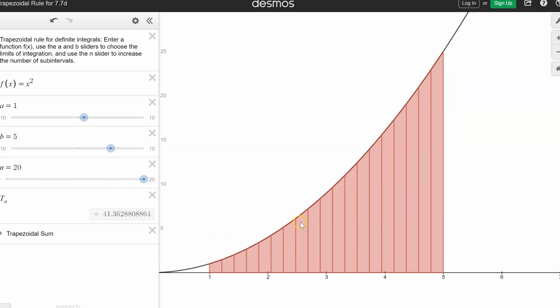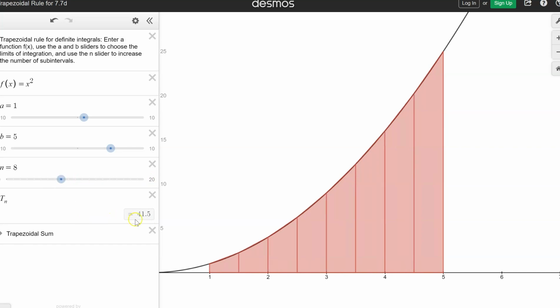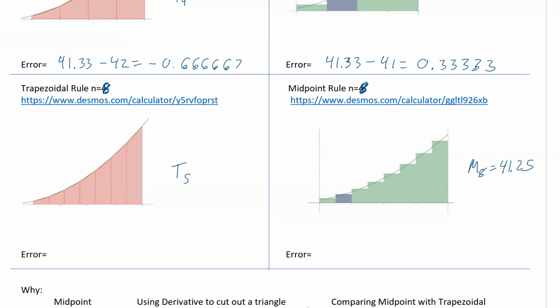All right, trapezoidal is overestimating on this one, and the midpoint is underestimating. They're always opposite. So one is basically coming in from the top, the other is coming in from the bottom. So you can see we're now at 20. So let's go back to 8 because we need that number. All right, so 41.5 is what we get. So 41.5 is our estimate with 8 subintervals. So trapezoidal with 8 is 41.5.